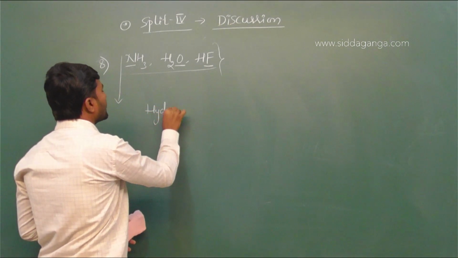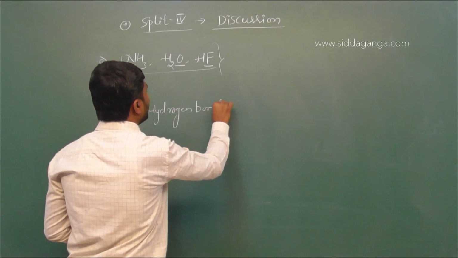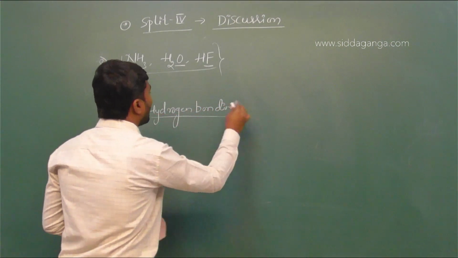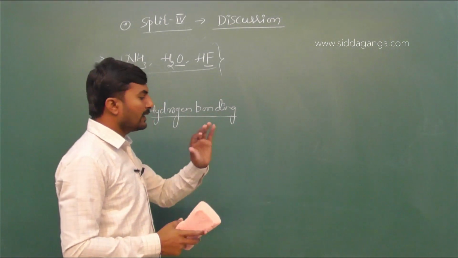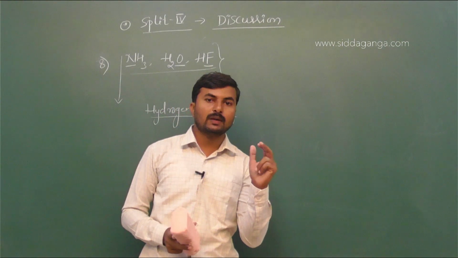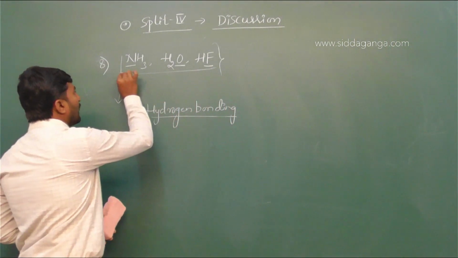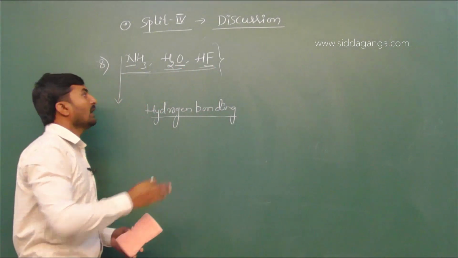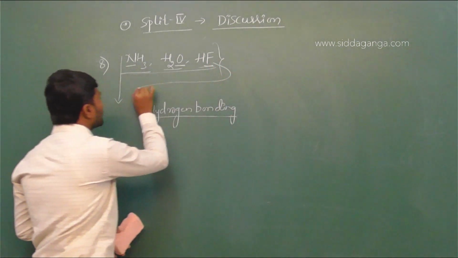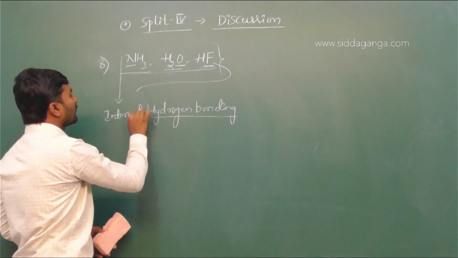Oxygen, nitrogen followed by fluorine, these are the elements involved in hydrogen bonding. In hydrogen bonding there are two types: intermolecular hydrogen bonding followed by intramolecular hydrogen bonding. In this particular case, NH3 ammonia, water and hydrogen fluoride, all these molecules are involved in intermolecular hydrogen bonding.